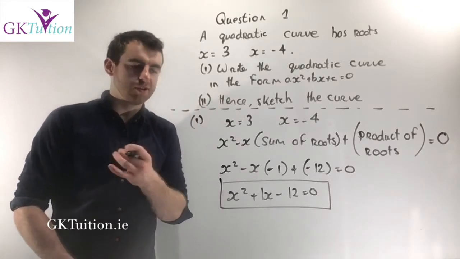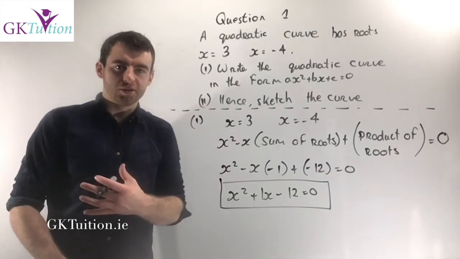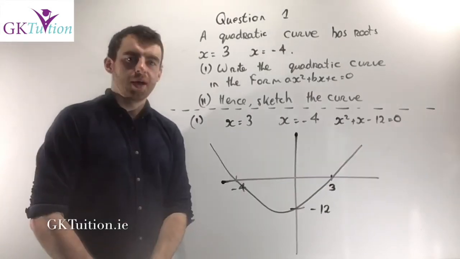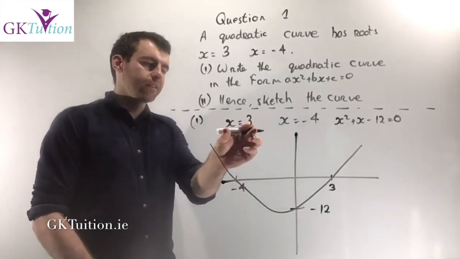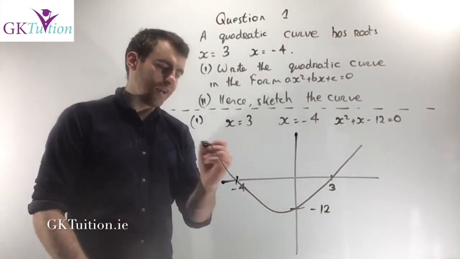You turn them into factors and you multiply them by each other, just because it'll make it easier for you to do the more complicated stuff we do in a couple of videos' time. And then you need to be aware that if you know x equals 3 and x equals -4 are the roots, that refers to the points where it crosses the x-axis.